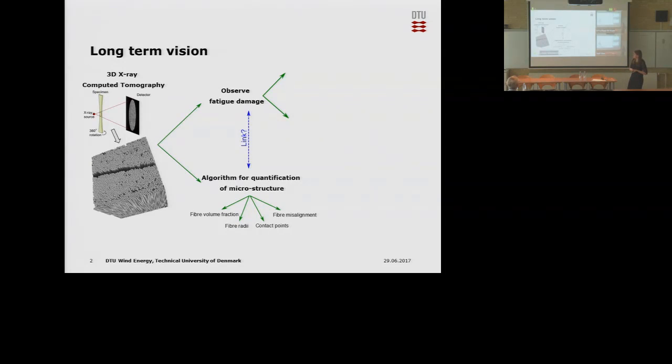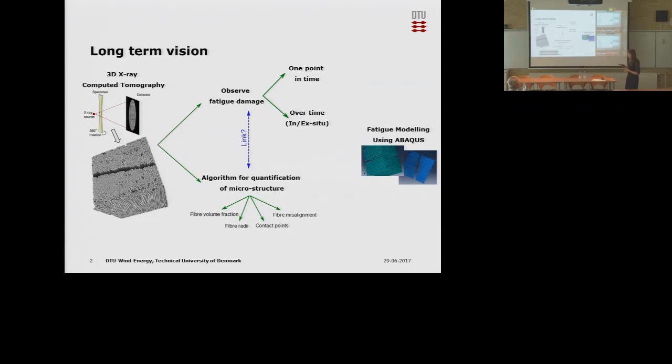More specifically, in relation to observing the fatigue damage, we do this first at one point in time, so one damage state, and later also over time, so watching the damage actually progress. You can use this for modeling purposes, where the idea is to use this initial knowledge at one point in time as input to making a realistic model, using the microstructural information as input, and then also using the over-time studies to validate the model and so on. So these are the perspectives.